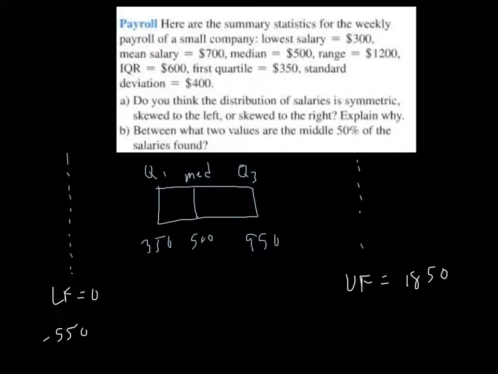I end up with a lower fence of 0. I know technically it's negative 550, but we're talking about weekly payrolls, so $0 is going to be the least we could have in reality. Upper fence is going to be at $18.50.